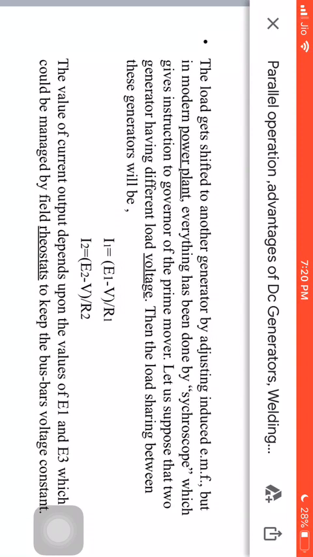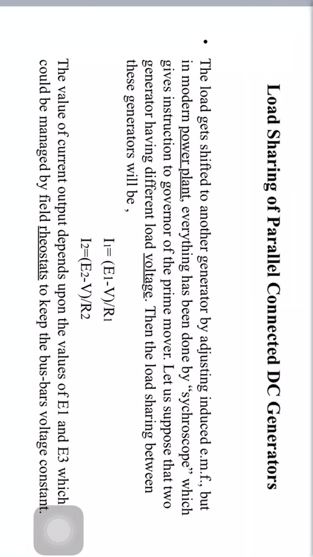Here E1, E2 are the no load voltages of the two generators, R1, R2 are their armature resistances, and V is the common terminal voltage, that is the bus bar voltage. So the value of the current output of the generators depends upon the values of E1 and E2, and these values may be changed by the field rheostats.